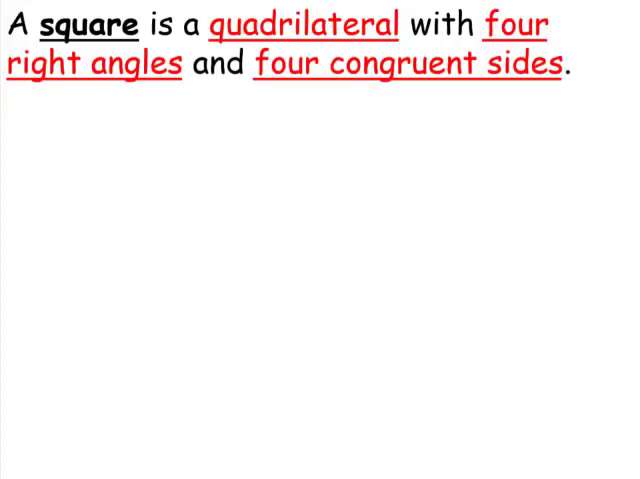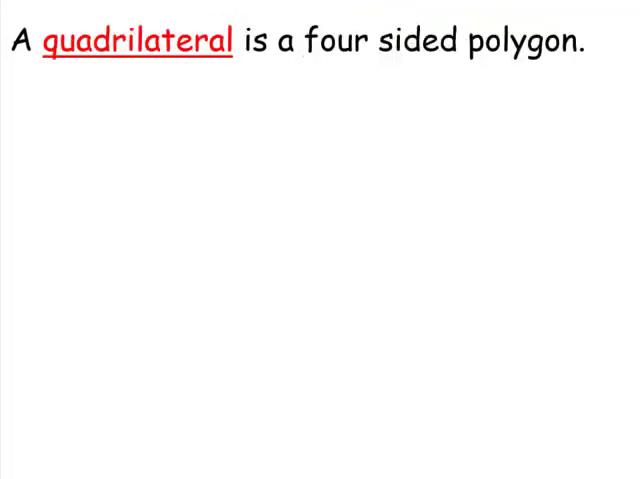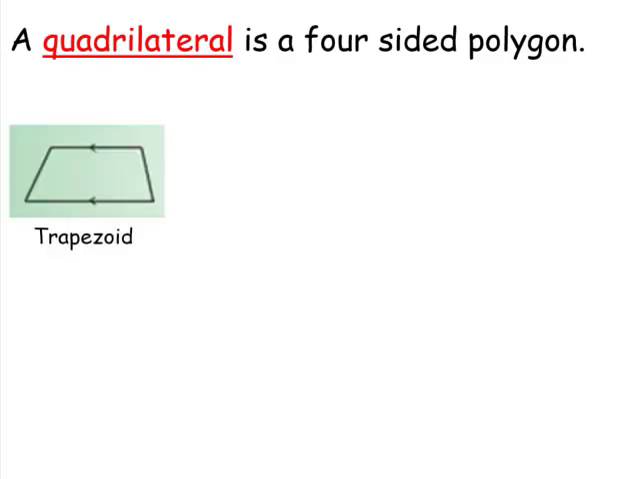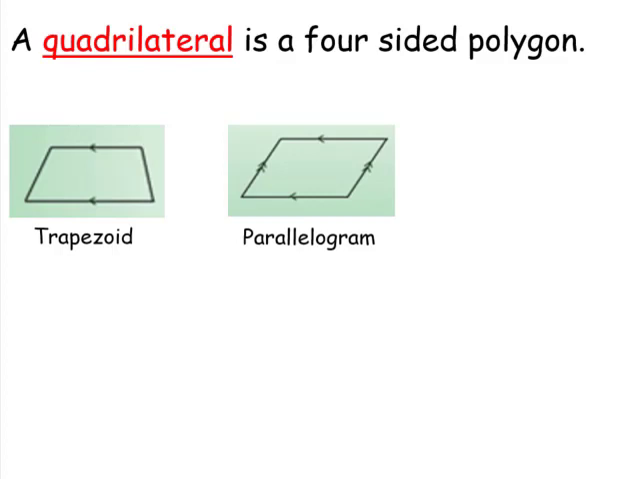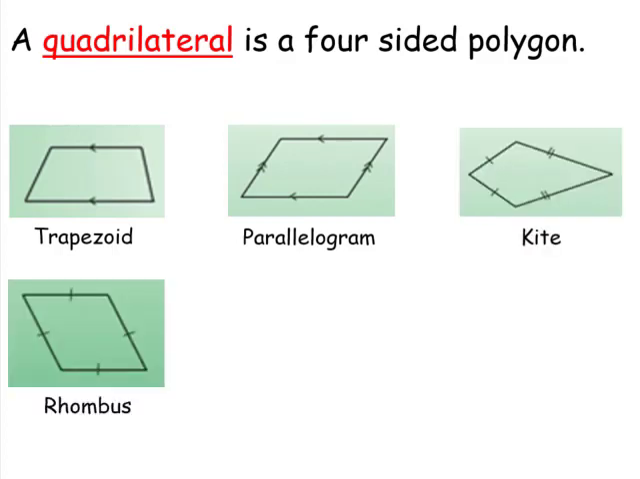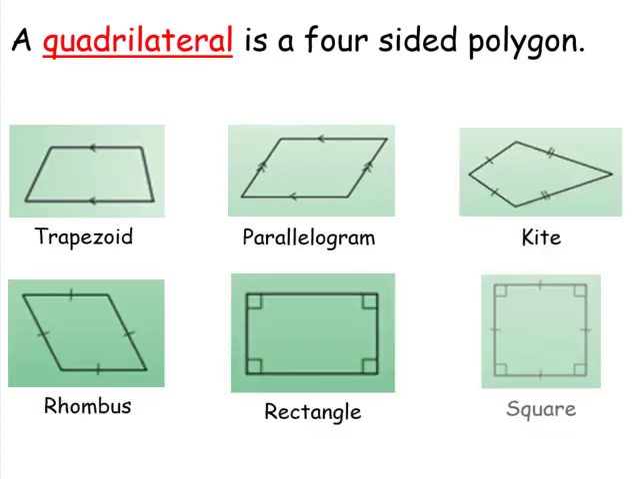In the next part of this lesson, we'll be talking about a square, which is a quadrilateral with 4 right angles and 4 congruent sides. A quadrilateral is a 4-sided polygon. There are several special types of polygons you may already know, such as the trapezoid, the parallelogram, the kite, the rhombus, the rectangle, and the square.